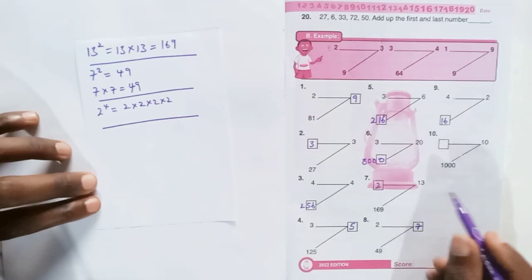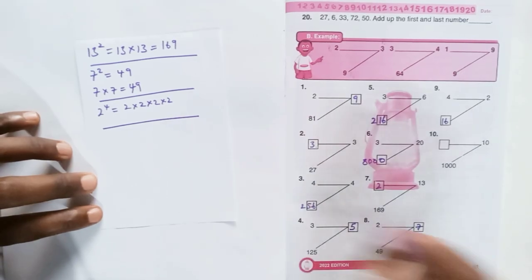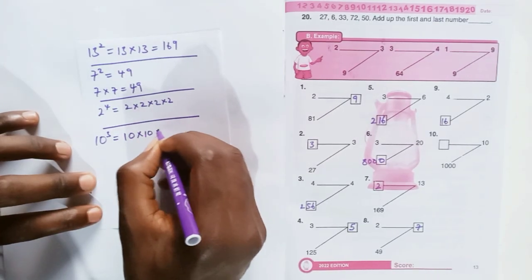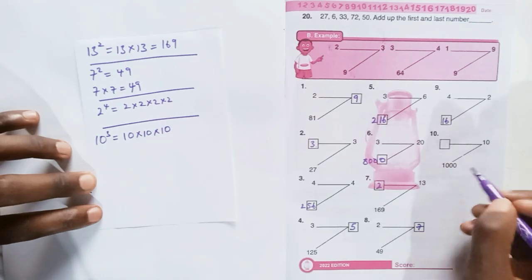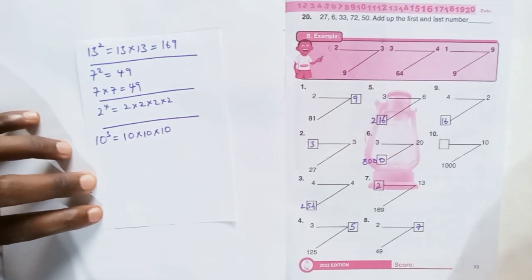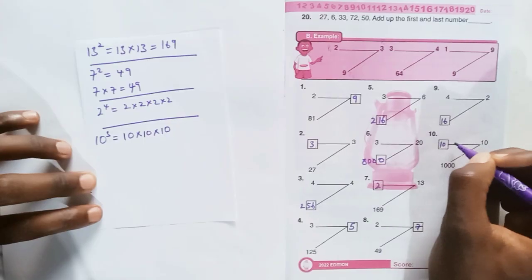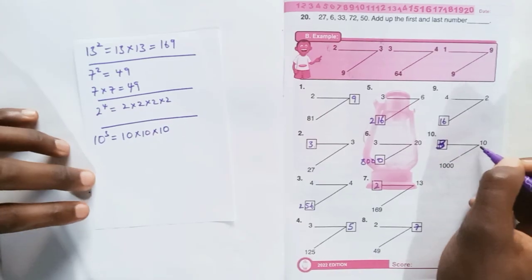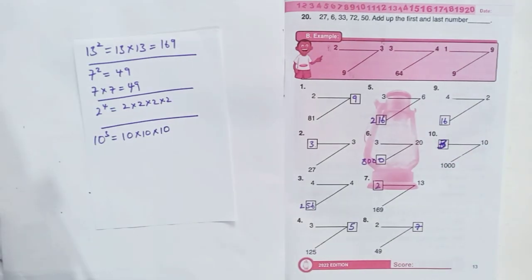Number 10 is 10 raised to the power of what gives 1,000? That's 10 raised to the power of 3. So 10 raised to the power of 3, which is the same thing as 10 times 10 times 10. When you punch it in your calculator, it will give you 1,000. Okay, so this one is 10 raised to the power of 3. This should be 3 here. 10 raised to the power of 3 is 1,000. So that is exercise 7B of the Lantern Quantitative Reasoning Book 5, solutions 1 to 10, completely solved.